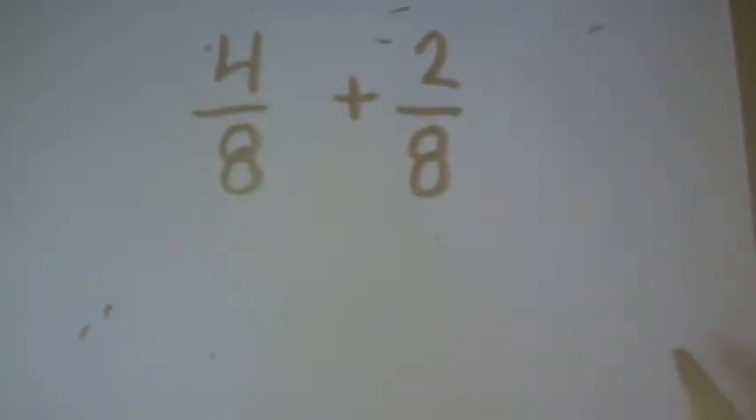1/8. Okay. Well, what if I had 4/8 plus 2/8? What would you do here? 6/8, and then you are going to do what? Simplify. 2 goes into both of these, so 3/4. So the answer is 3/4. Remember that, right? That's old stuff.